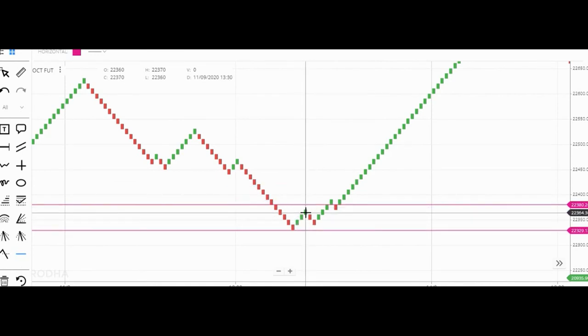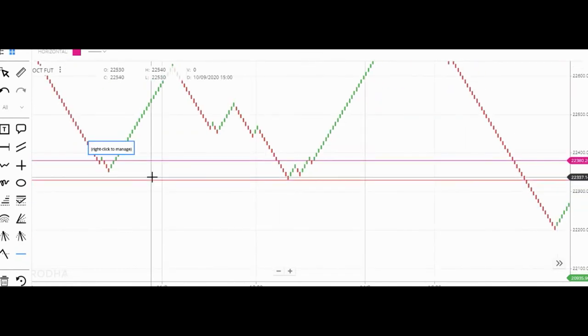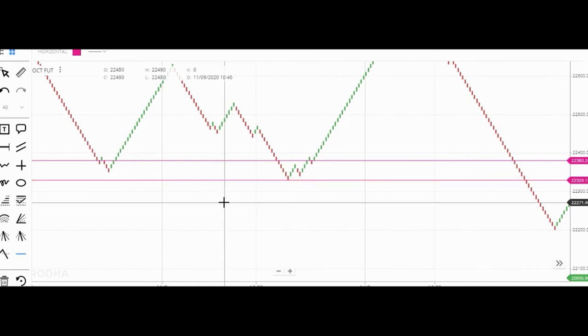So this is W pattern, so we have to take buy entry. If it is M pattern, we have to take short entry. Okay. So friends, in most of the cases it has succeeded. Of course it may hit the stop loss also. Okay, but here we have to take some precautions.